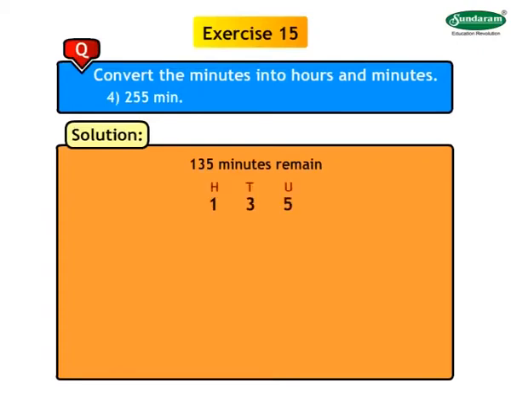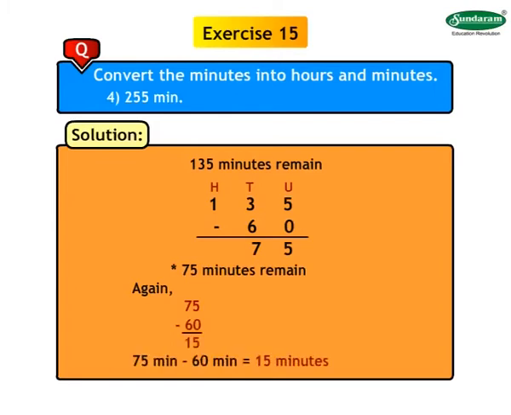Therefore, 135 minus 60 is equal to 75 minutes. Thus, 75 minutes remain. Again, subtract 60 minutes from 75 minutes, because minutes should not be more than 60. Therefore, 75 minutes minus 60 minutes is equal to 15 minutes.